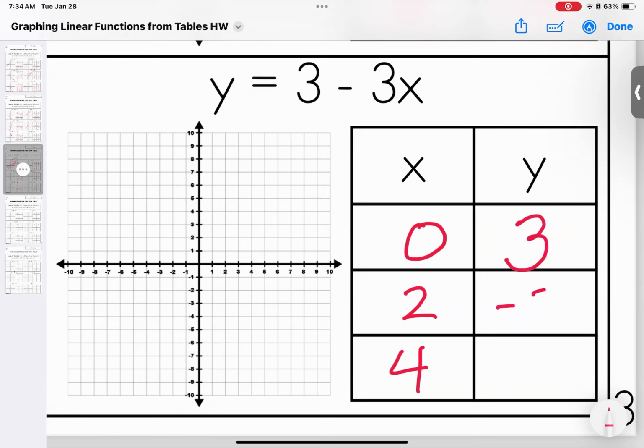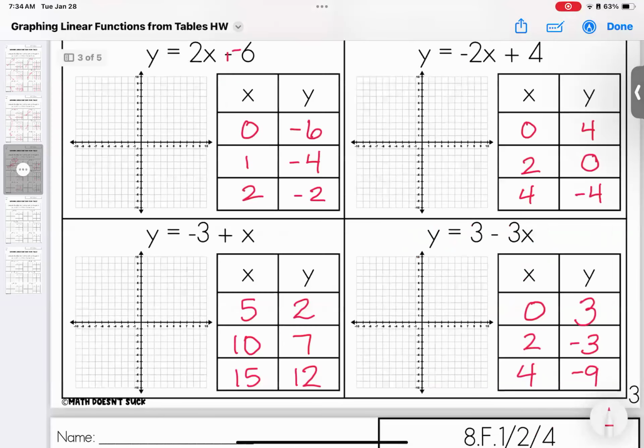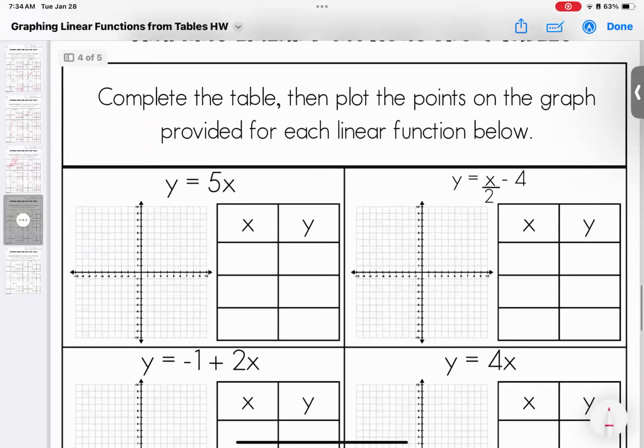3 minus 6 is negative 3. 3 times 4 is 12. 3 minus 12 is negative 9. End of page 3. Questions? Go ahead and bring them.